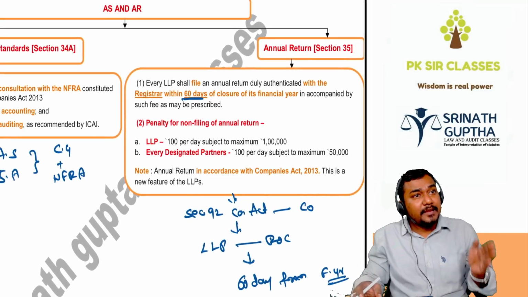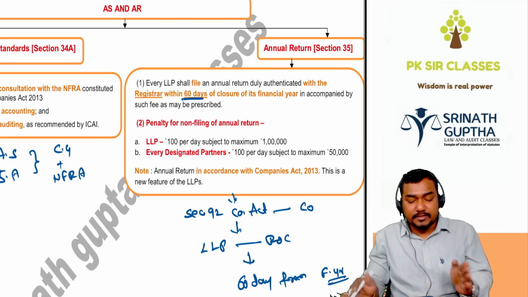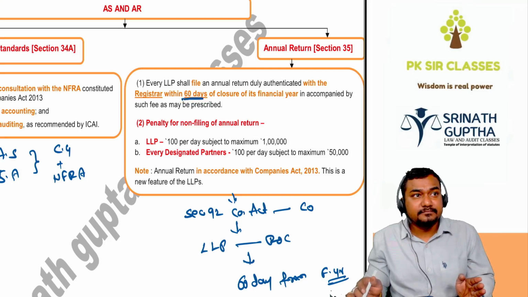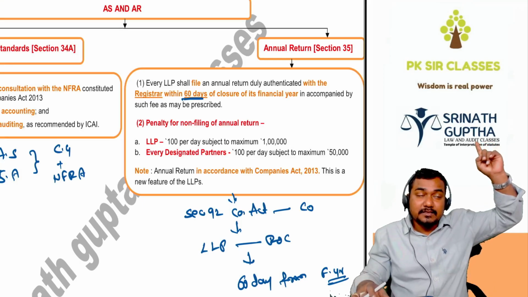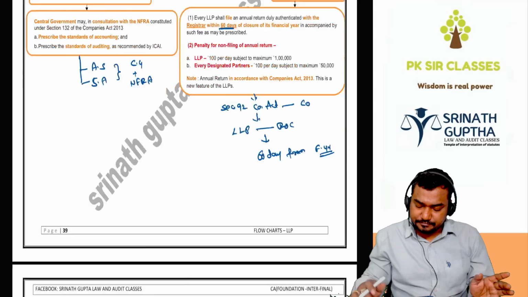And every LLP has to file the annual returns with the ROC within 60 days. Annual returns means annual returns as defined in Section 92 of the Companies Act.